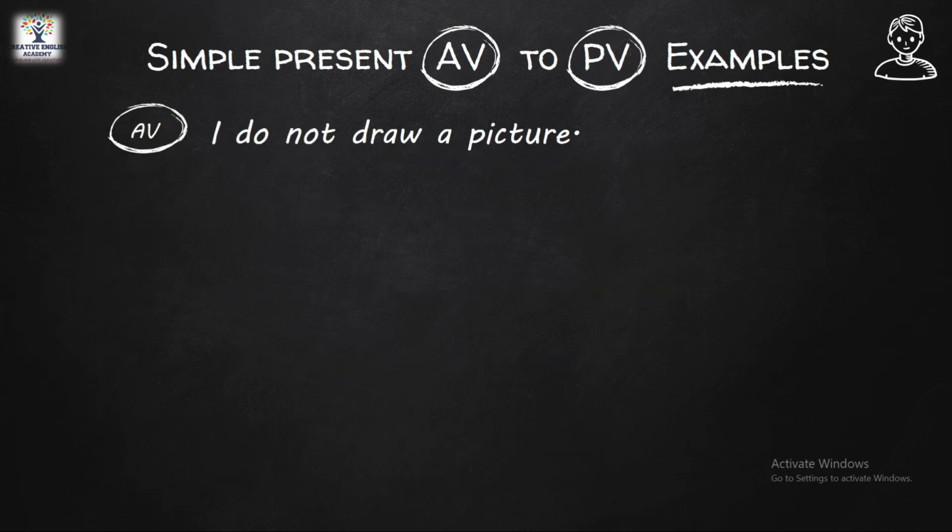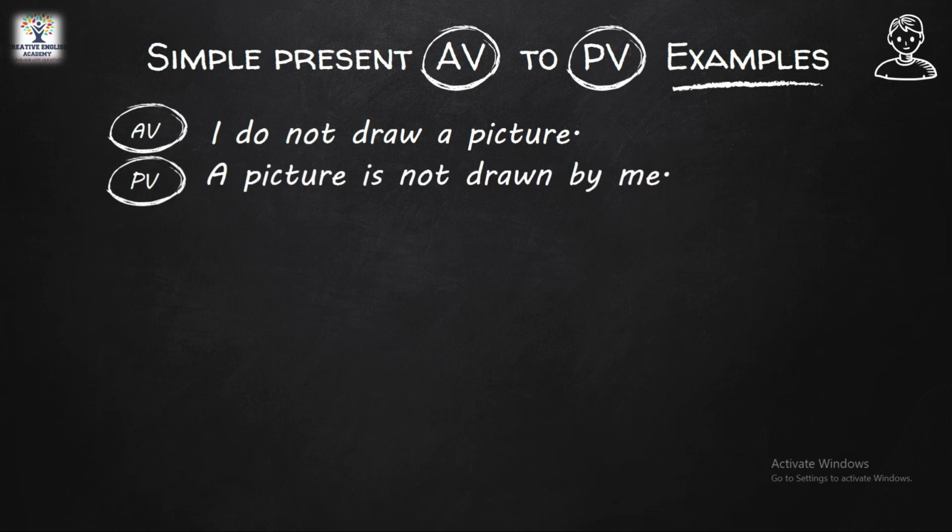Some negative sentences, questions and WH questions we will also practice, in simple present tense. Okay, first one is active voice. I do not draw a picture. This is a negative sentence. So a picture is not drawn by me. This is the correct passive voice of this negative sentence.